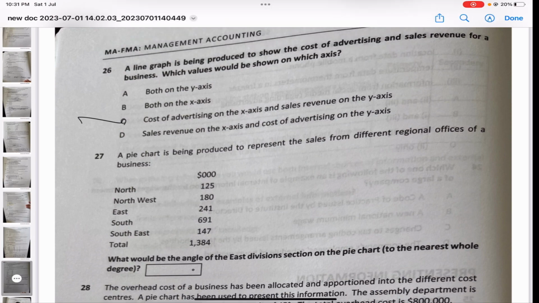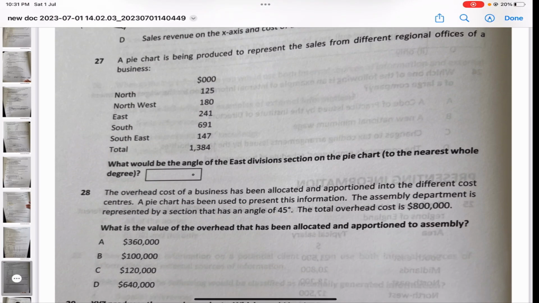Okay. A pie chart is being produced to represent the sales from different regional offices of a business. North, Northwest, East, South, Southeast, total. What would be the angle of East division section on the pie chart, to the nearest whole degree? Okay, so what do I have to do and how am I going to find out this? You know how to do it.